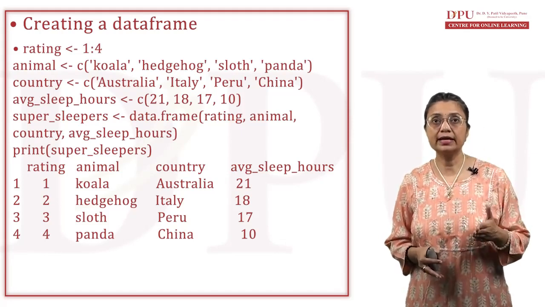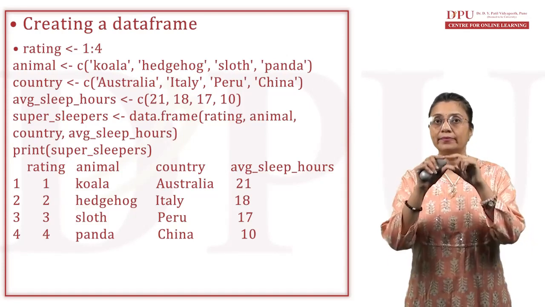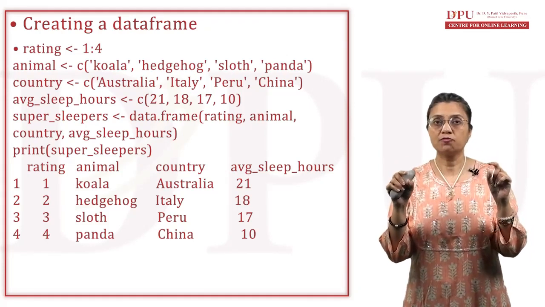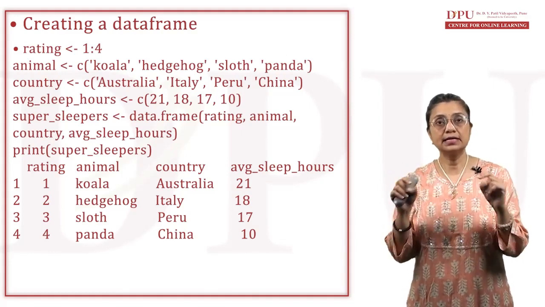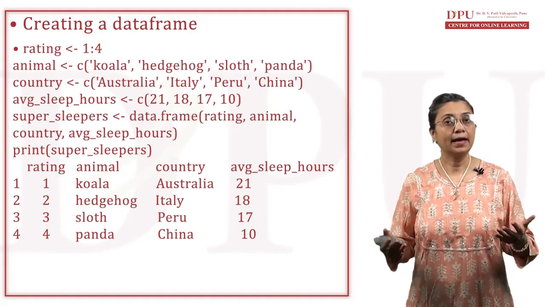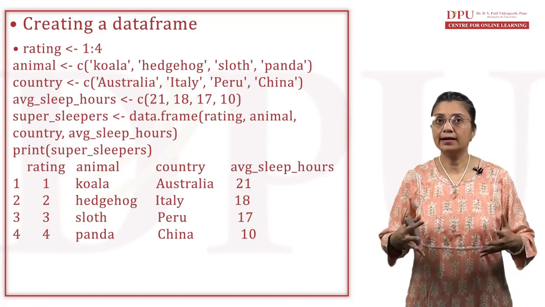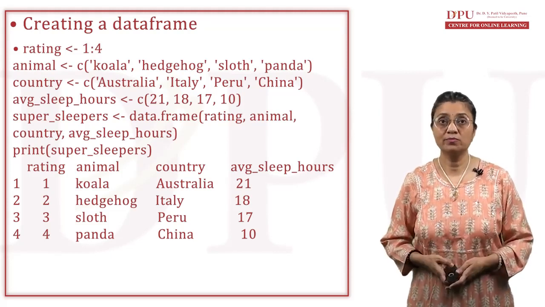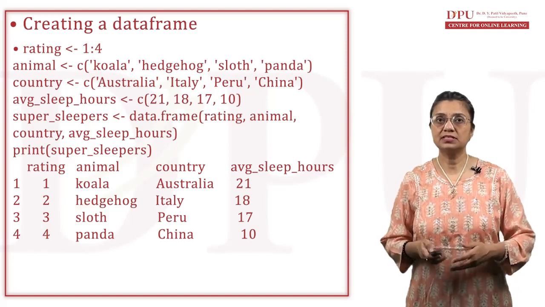So the first index of all the 4 vectors is pulled, and that becomes the first row of my data frame. So the first row pertains to koala, second to hedgehog, third to sloth and the fourth one to panda. And that is how nicely I have created a grid of rows and columns, and that also with the help of 4 vectors, namely rating, animal, country and average sleep hours.